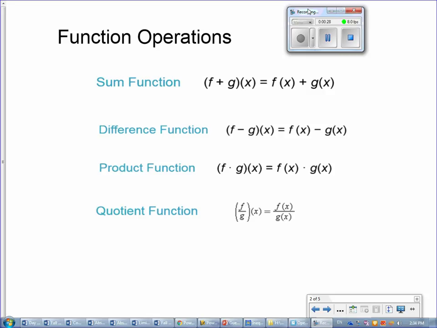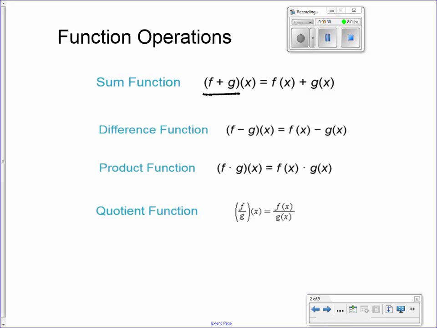So if the notation says f plus g of x, that's how that's read. F plus g of x. Anytime there's parentheses, it's the word of. That is the same thing as saying f of x plus g of x. And so on and so on.